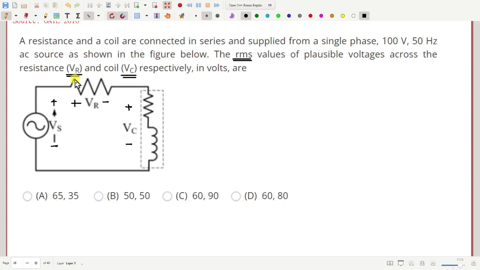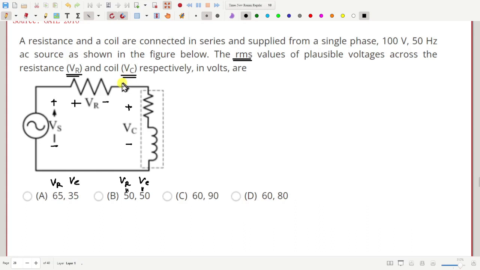Now, we have 4 choices. One is VR equal to 65, VC equal to 35, another both VR, VC are 50 volts, and so on. Among the 4 possible combinations of VR and VC, which one is possible and which ones are not possible? How can we do this? One way is to use a phasor diagram.